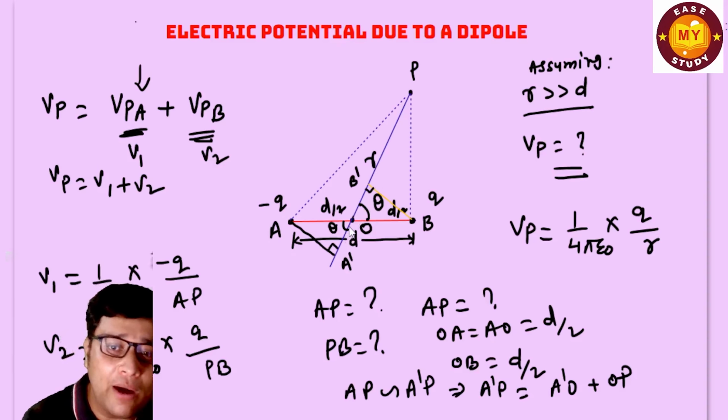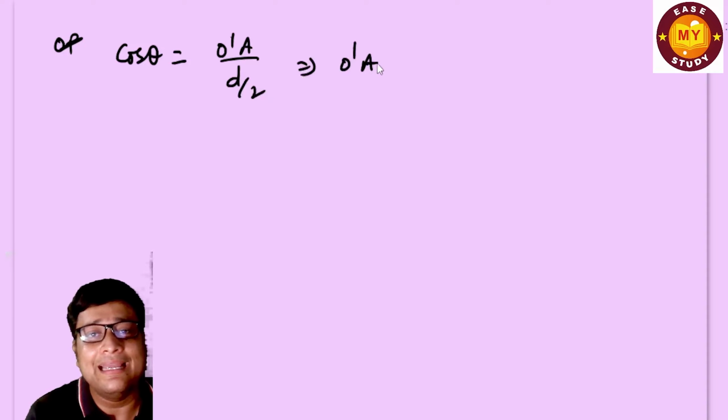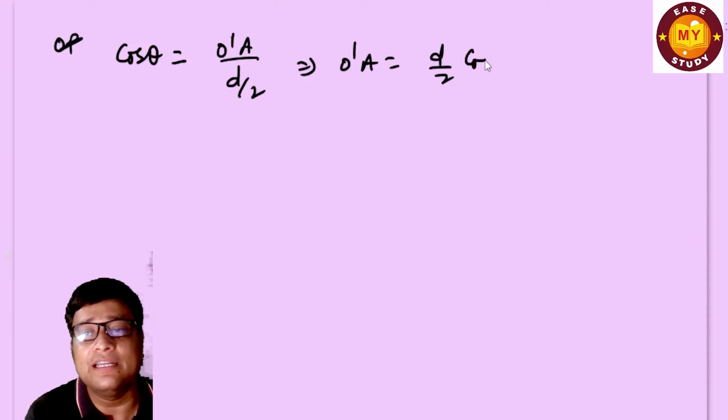So if you apply the case, then this will be AA dash upon, if you apply the cos theta, then you will get the base. So OA dash by D by 2. So I will find that cos theta will be equal to here the base, which is O dash A by D by 2. So here O dash A is equal to D by 2 cos theta.